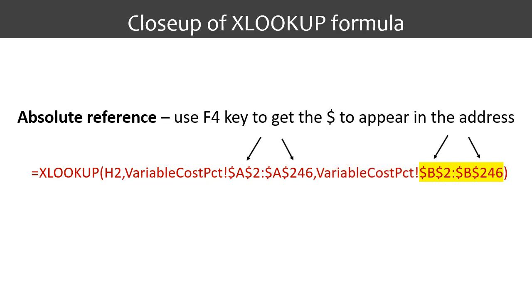Notice that we put dollar signs to fix the location so that when we copy the formula down to the other cells, the lookup range remains the same. This type of reference is referred to as an absolute reference. You can use the F4 key when in the cell address part of the formula to have the dollar signs appear.